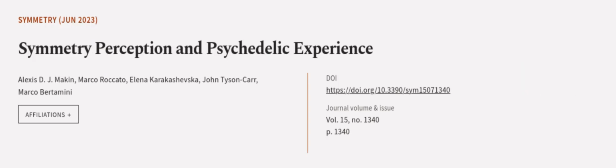so appealing. Symmetry processing and fractal geometry are also discussed in relation to the psychedelic drug N-dimethyltryptamine, DMT, and visual flicker. Finally, the review proposes that the extrastriate cortex can generate aesthetically fascinating symmetrical representations spontaneously, in the absence of external symmetrical stimuli. This article was authored by Alexis D.J. Makin, Marco Roccato, Elena Karakashevska, and others.